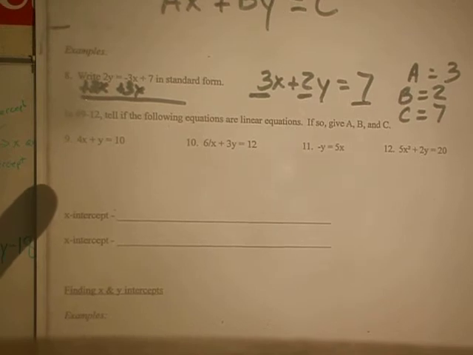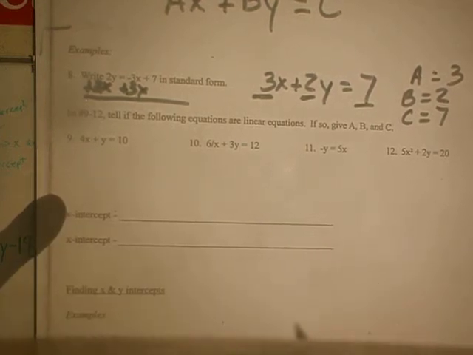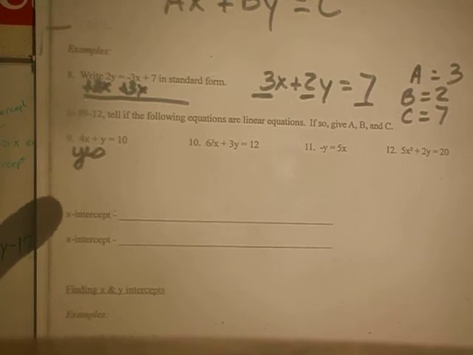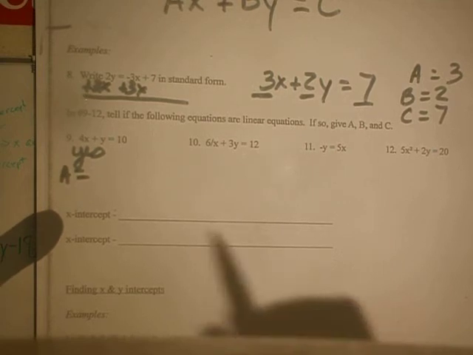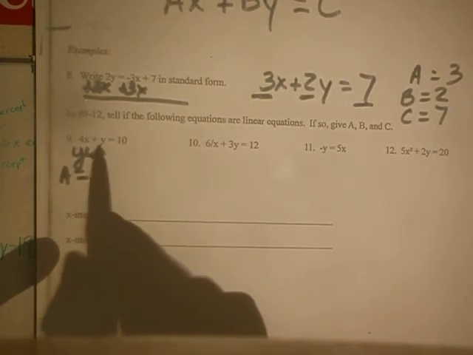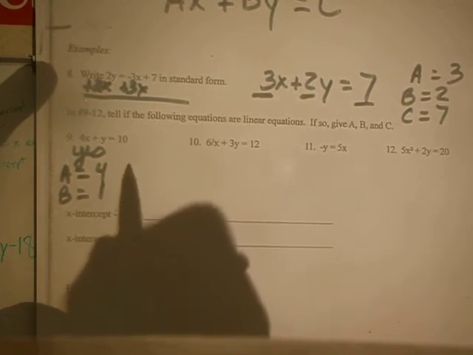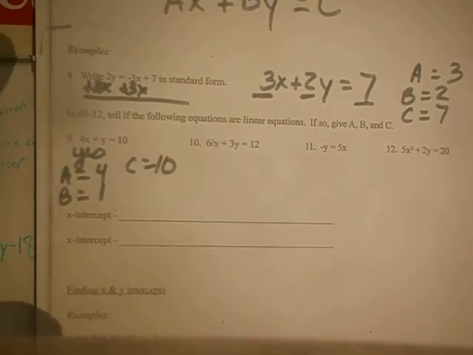For 9 through 12, we need to just say yes or no whether these are linear equations. And if they are, we need to give a, b, and c. Number 9, they start out in standard form. 4x plus y equals 10. So yes, this is linear. A is the number in front of the x, which is a 4. B is the number in front of the y, which is a 1. And c is the number with no letters behind it, and that will be a 10.